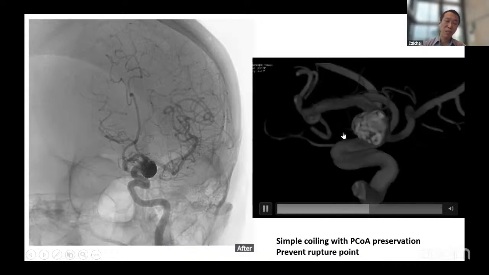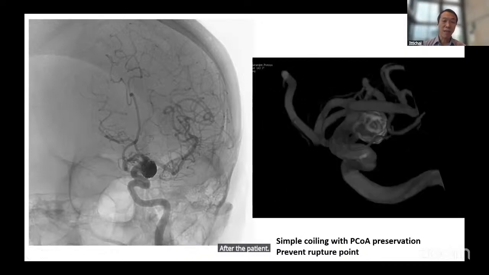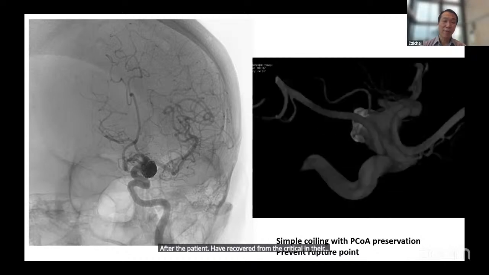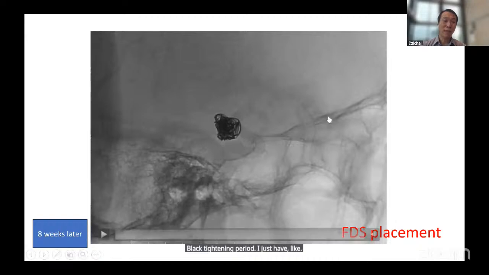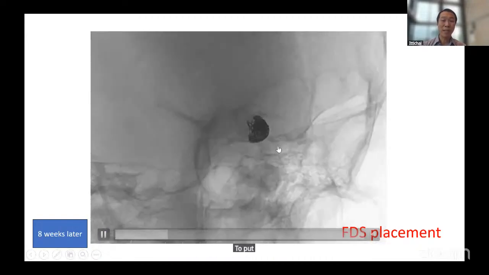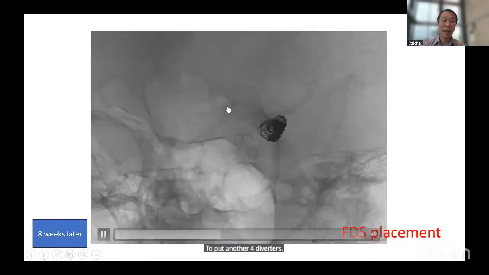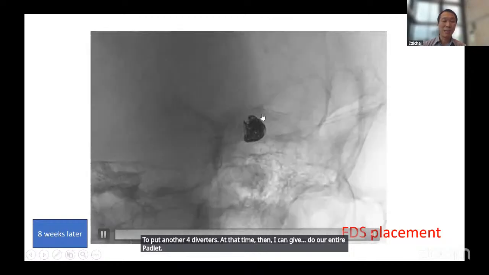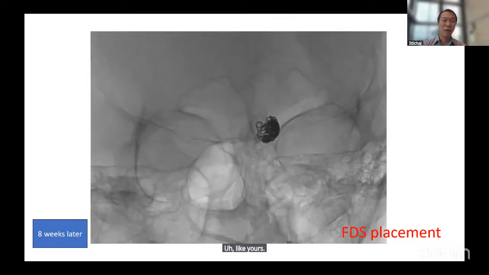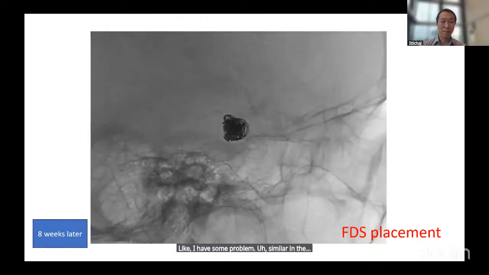After the patient recovered from the critical, life-threatening period, I scheduled, for 2 months later, to put another flow diverter. At that time, I can give dual antiplatelet, so I can make sure there is no problem similar to the acute period.